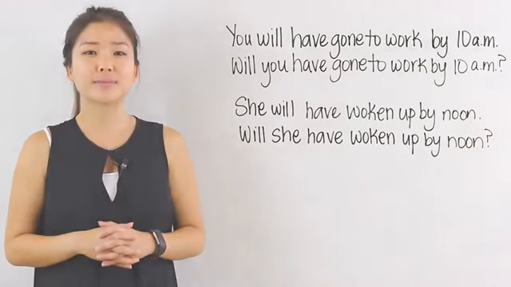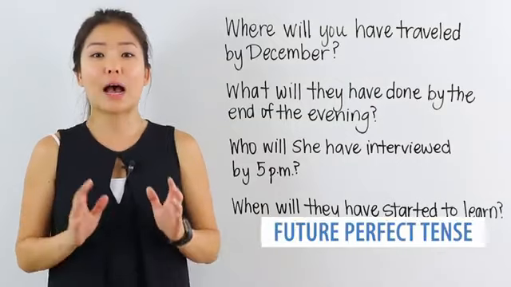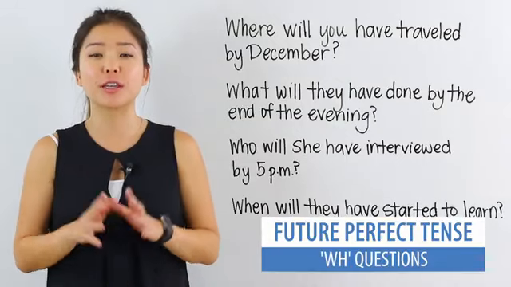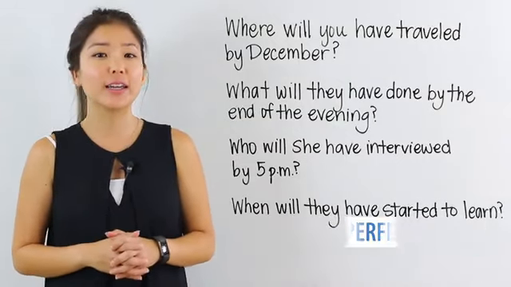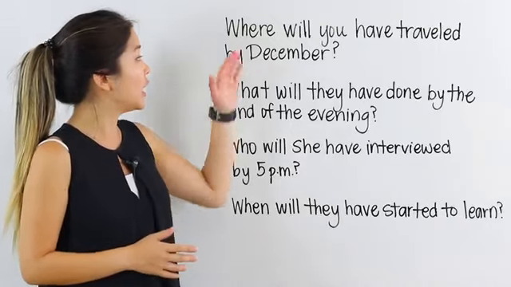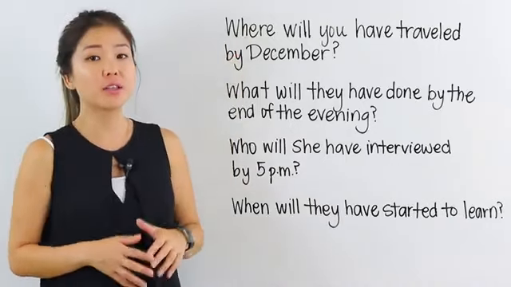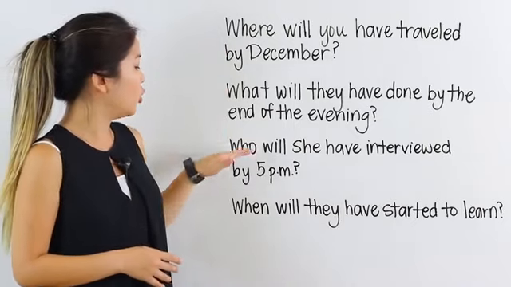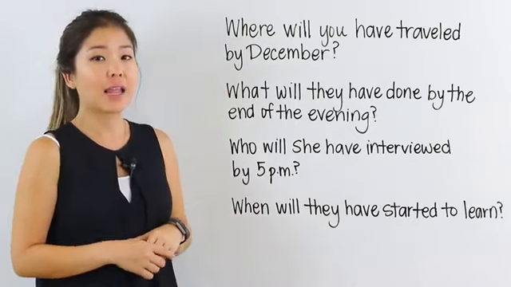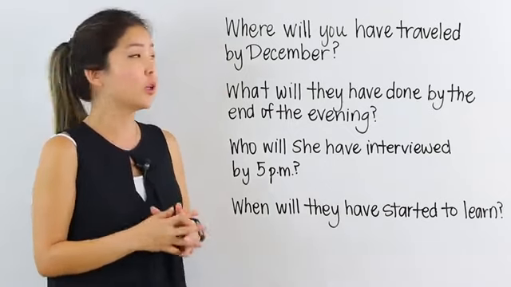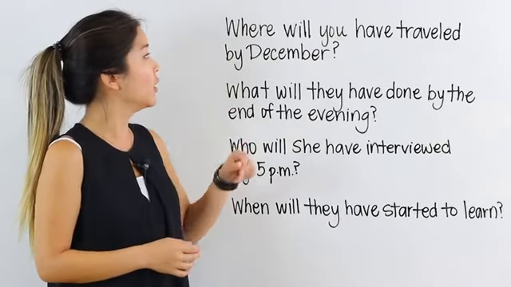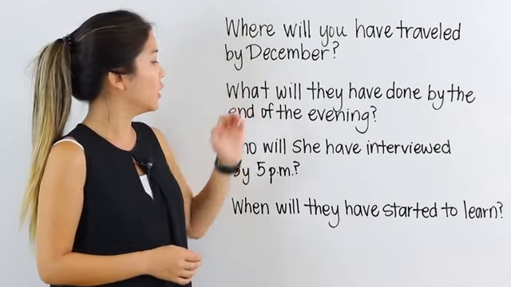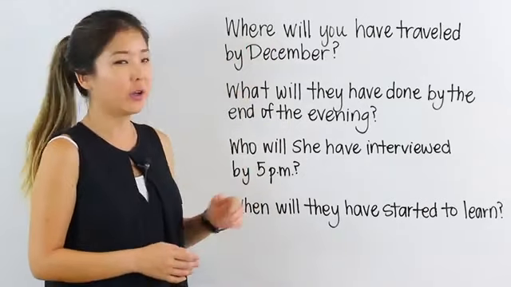Let's move on. Now, I'll talk about how to form WH questions in the future perfect tense. If you notice on the board, each of these questions begins with the WH word. Where, what, who, and when. Then, after each WH word comes the word will. Where will, what will, who will, and when will.